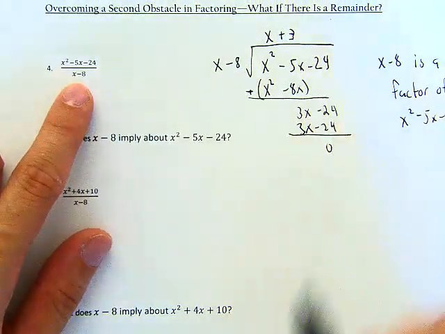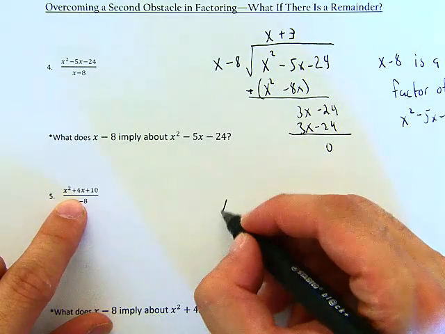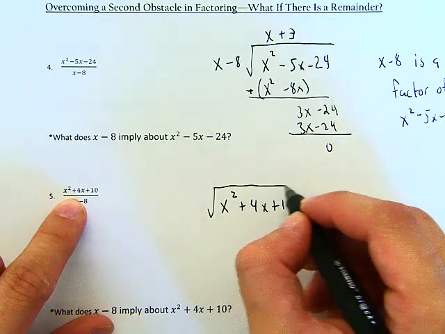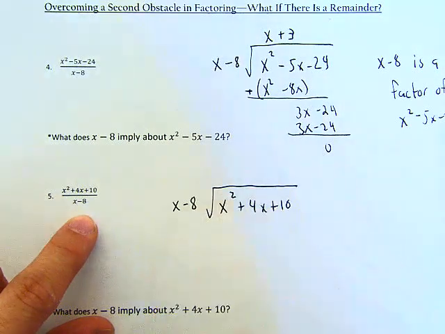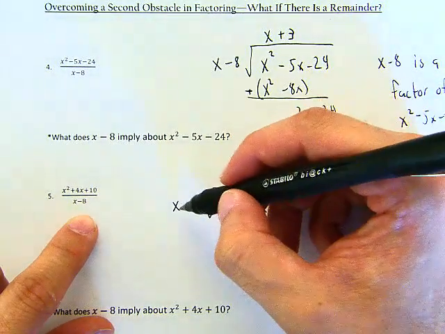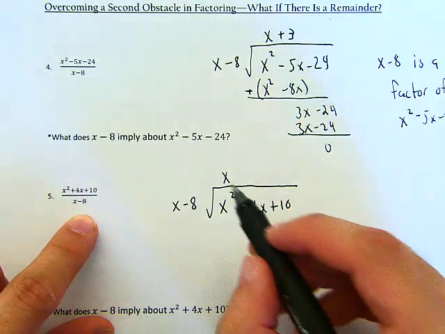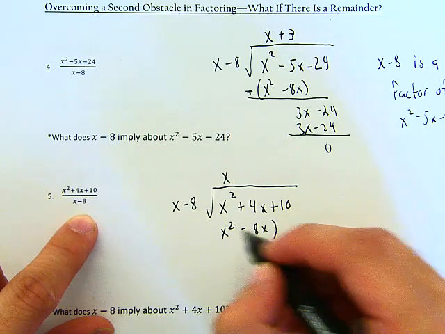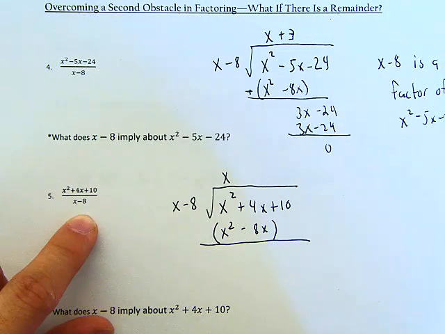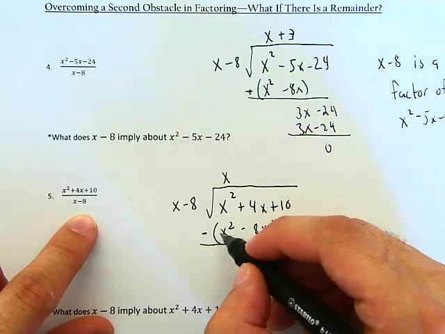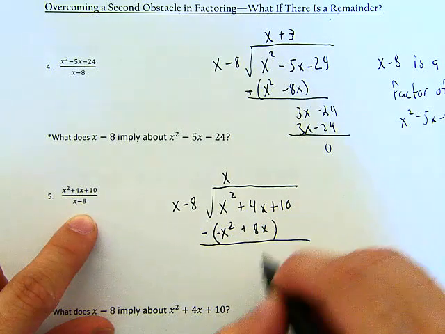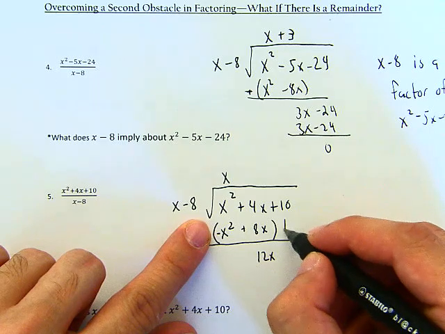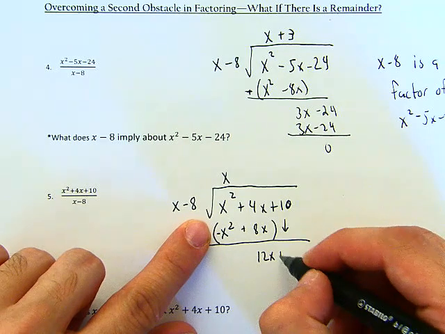So what if I don't get a remainder of 0? Let's take a look at this one. If I have x squared plus 4x plus 10 and I divide it by x minus 8, let's see what happens. How many times does x go into x squared? It goes in x times. X times x is x squared. X times minus 8 is minus 8x. Parentheses, subtract. So this distributes the minus, this is a positive, and now I have 4x plus 8x is 12x, and then I bring down the 10.